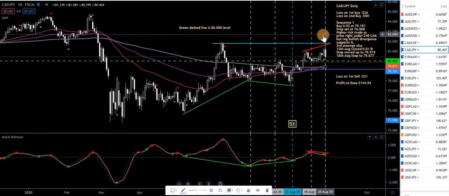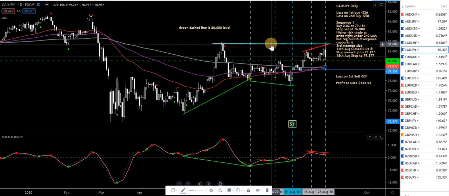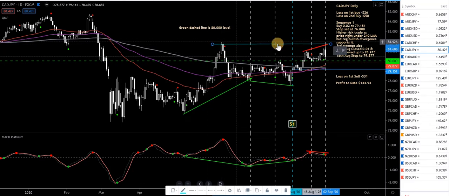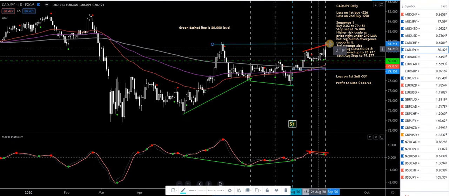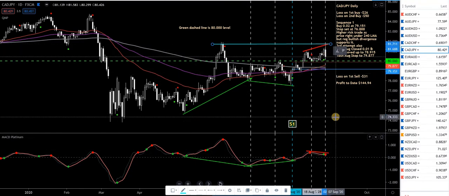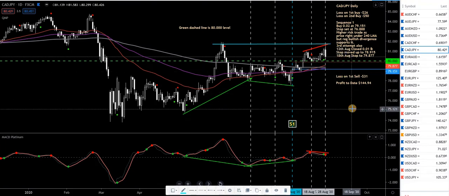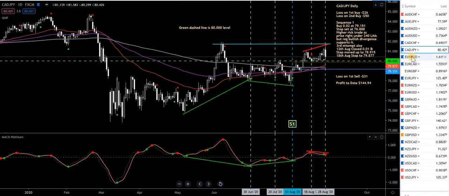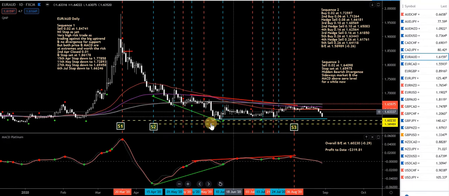Hang on a second, we'll just move this line out of the way. Close to it. And it's a zone, it's not an actual price, so it could be anywhere in this sort of area. So price has got up to it. Regular bearish divergence, possibly, if it's confirmed, and maybe take another sell. Options.